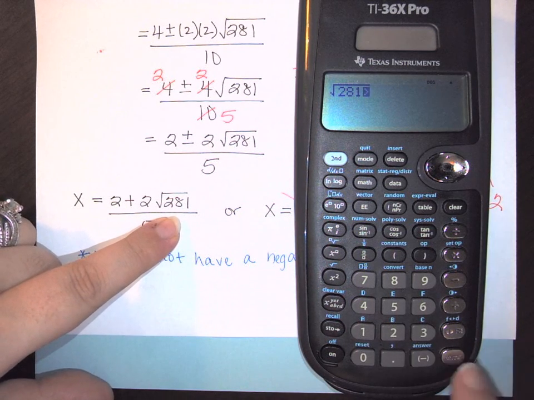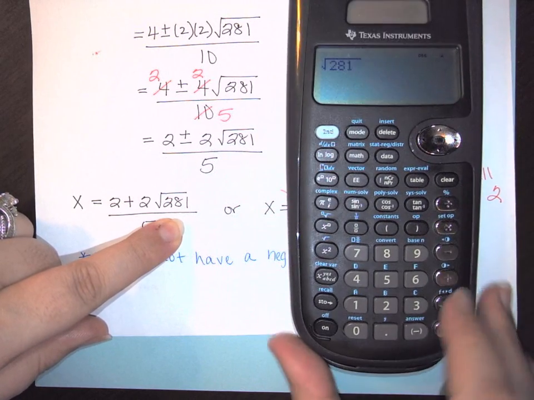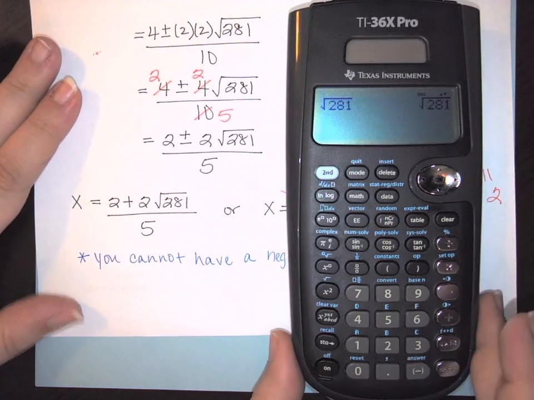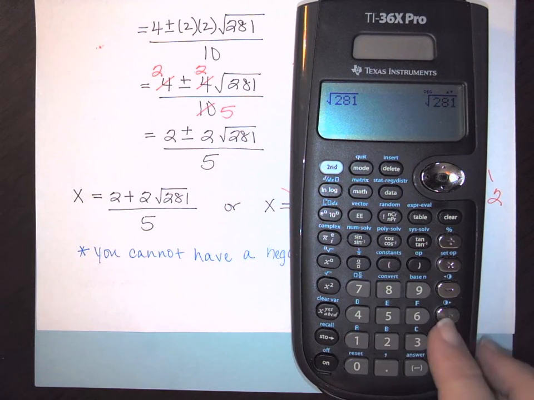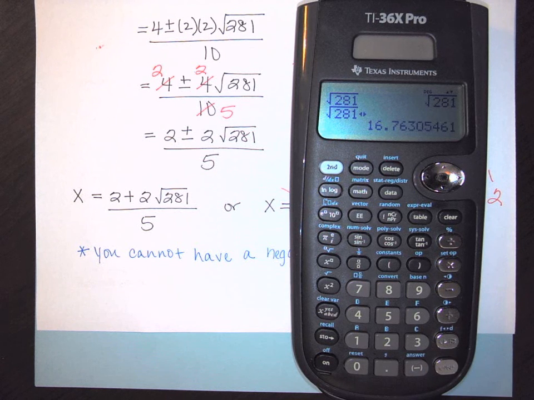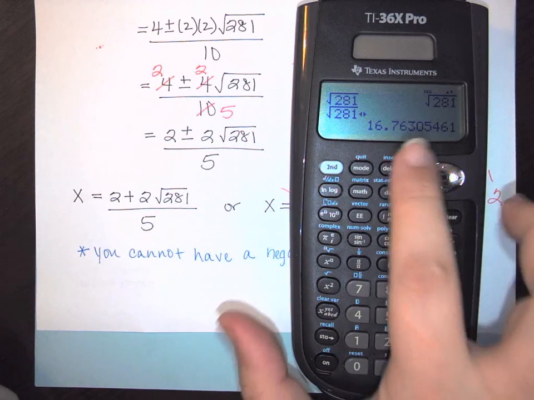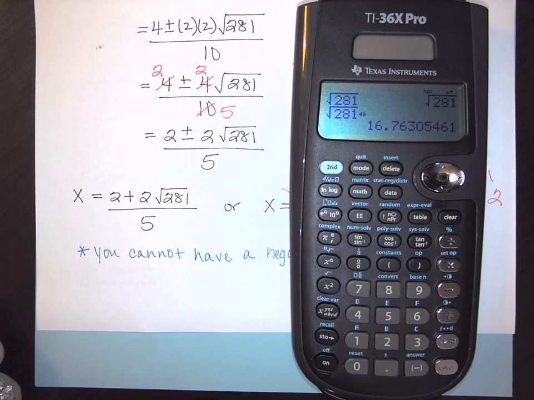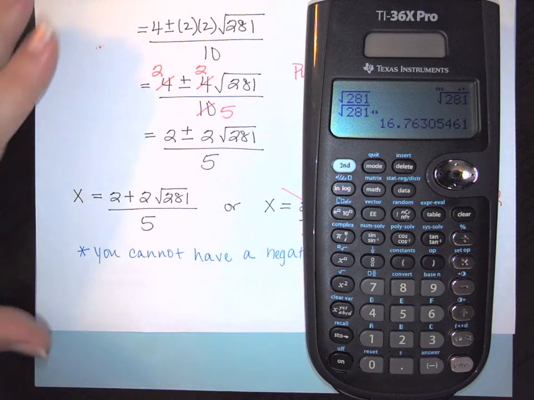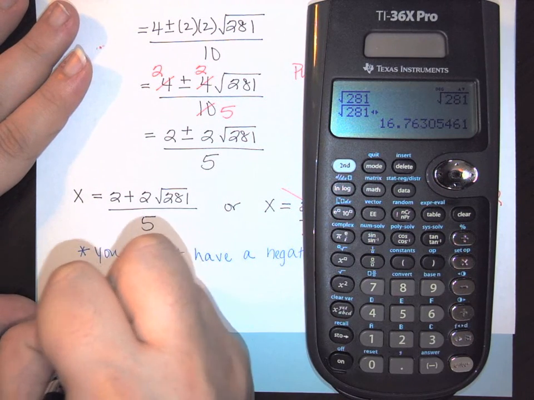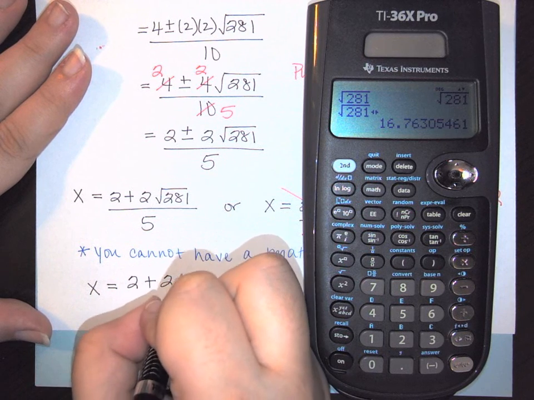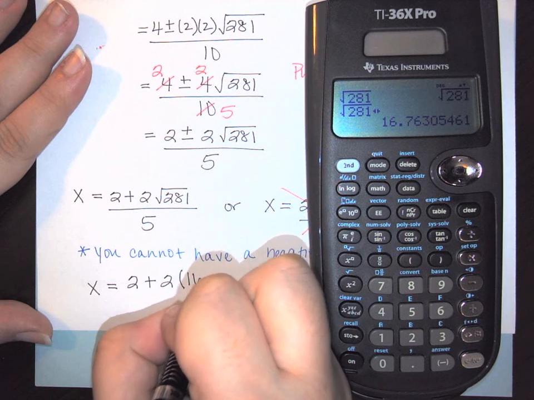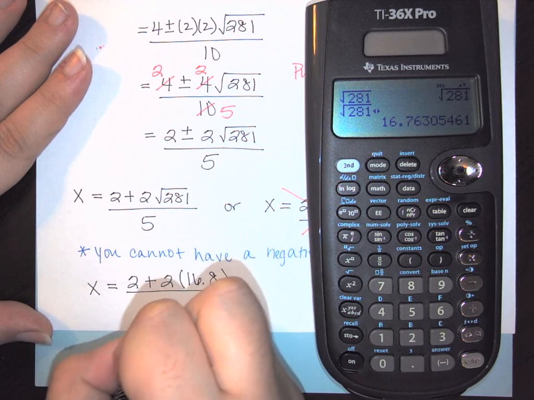Now there's a few ways that you can do it. First, you could go down here in the bottom and hit your enter button. In this case, notice it spits out the radical right there. Then what I would do is this button above enter, notice it has these two wiggly lines. If you click that button, it's going to automatically give you the estimate of that answer. So here we're actually going to be able to state that my x value is going to be 2 plus 2 times roughly 16.8 and the whole thing divided by 5.